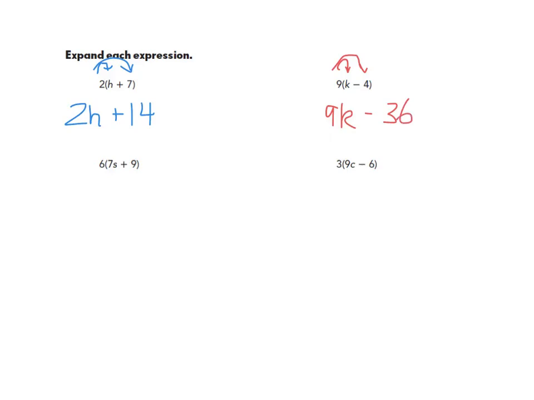That's the expanded version of this. If I look at the next one here, I've got 6 groups of 7s plus 9, which means I have 6 groups of 7s, which is 42 s's, and I have 6 groups of 9, which is 54. Last one, I have 3 groups of 9c minus 6, so 3 groups of all that. 3 groups of 9c ends up being 27c, keep the minus. 3 groups of 6 is 18, and our summarized version of this is 27c minus 18.